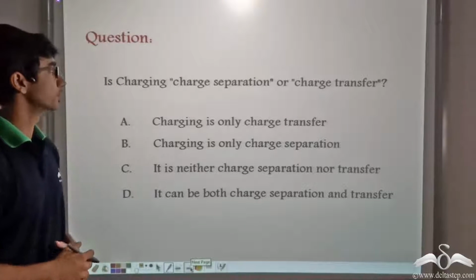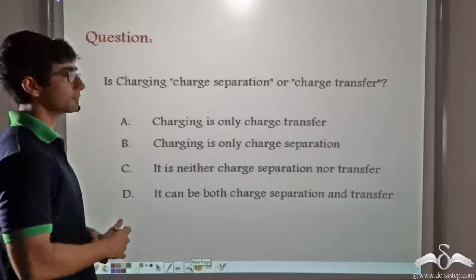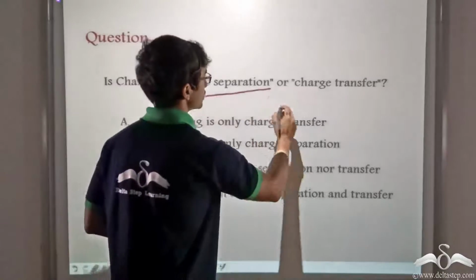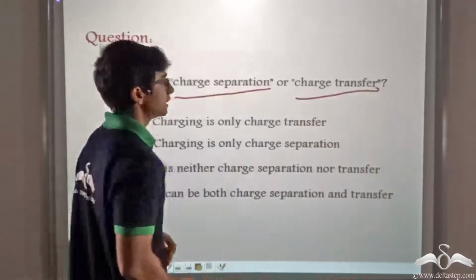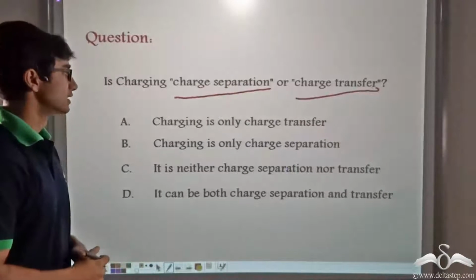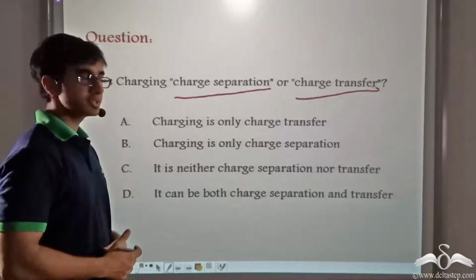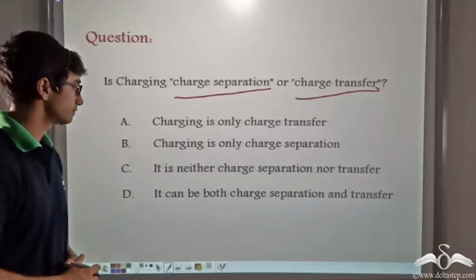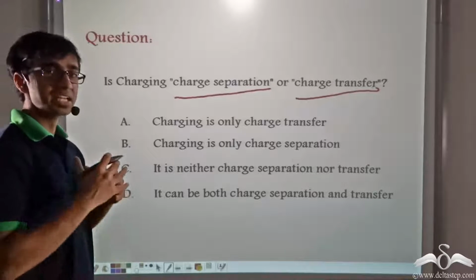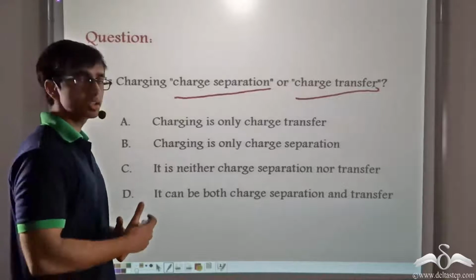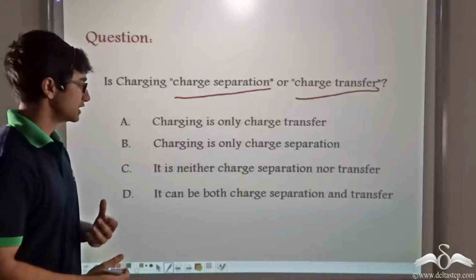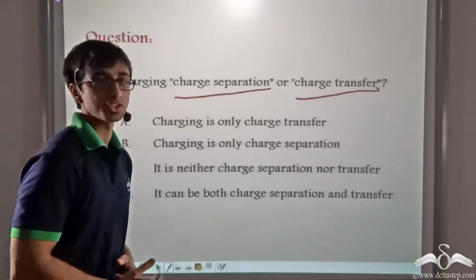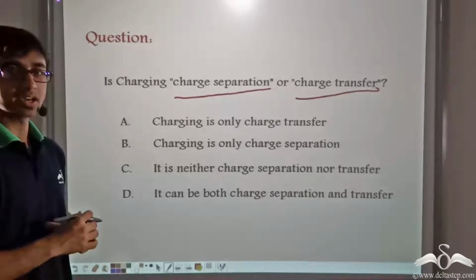Now I have a question for you. Is charging, that is the method of charging, charge separation or charge transfer? The options are: charging is only charge transfer, charging is only charge separation, charging is neither charge separation nor charge transfer, charging can be both charge separation as well as charge transfer. So what do you think the correct answer is?